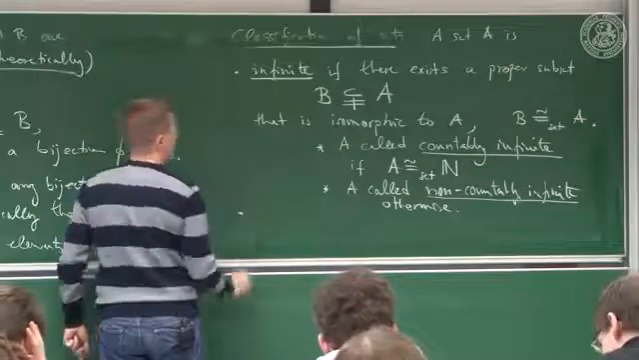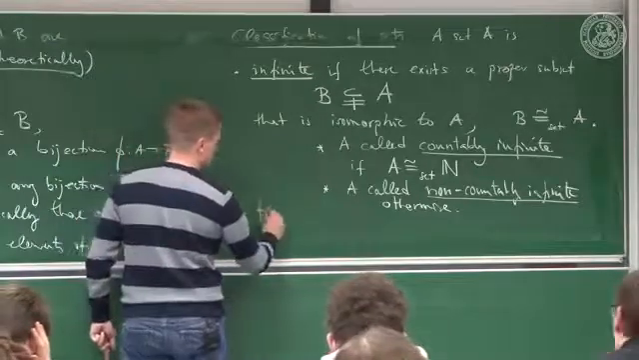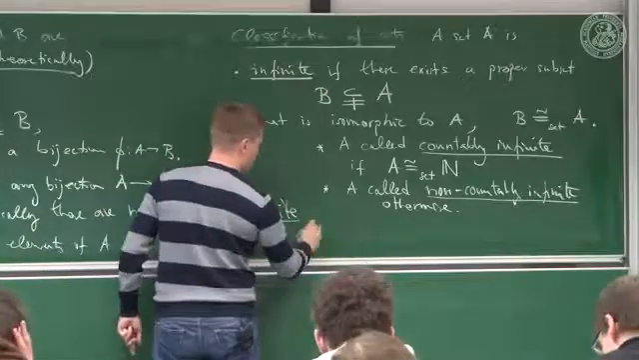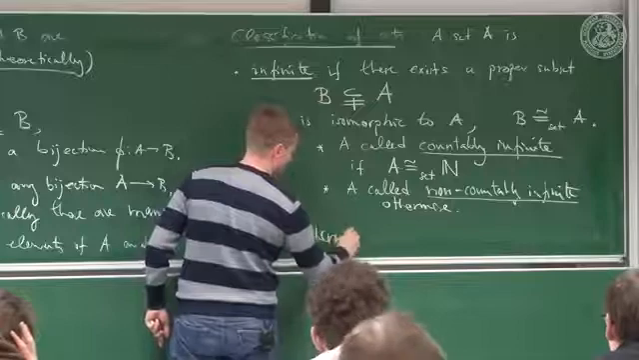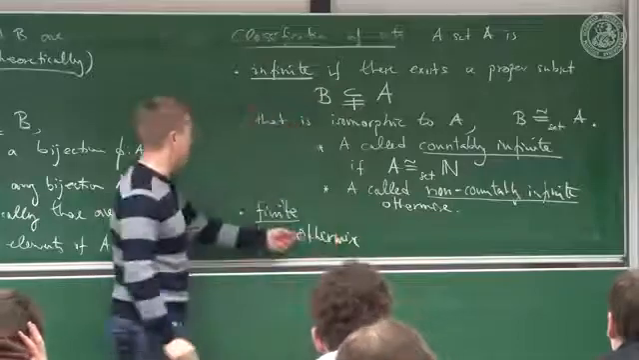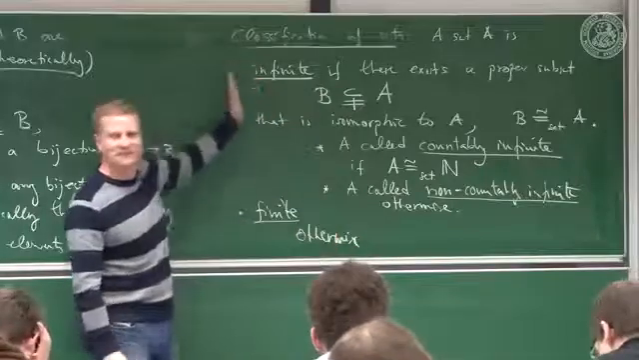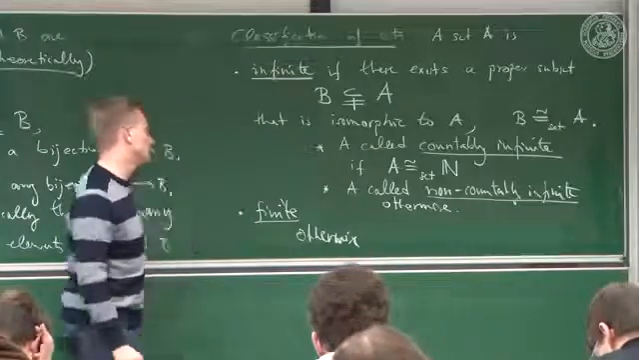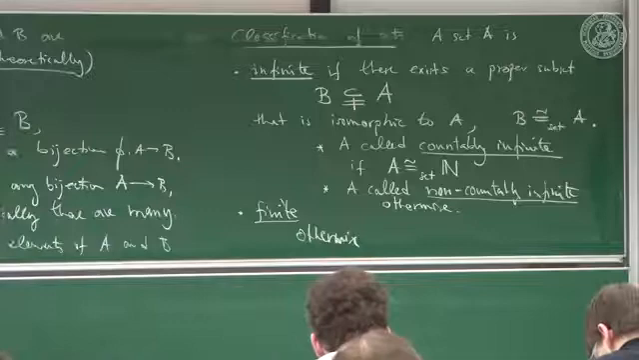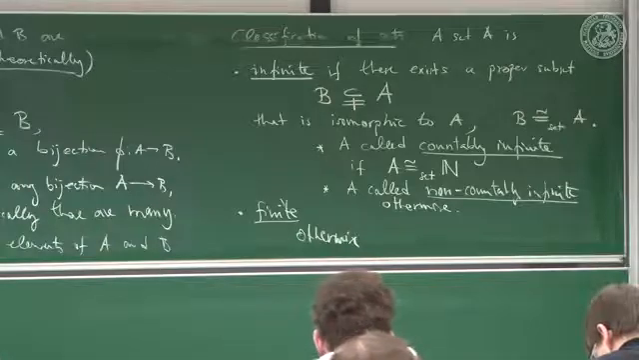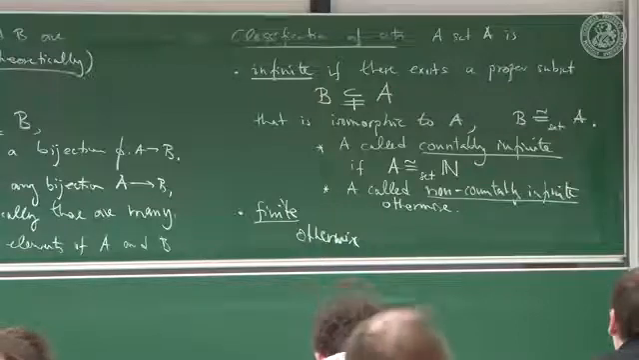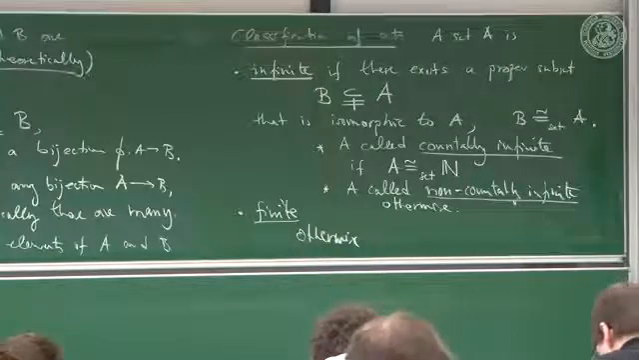And then a set is called finite, again, otherwise. But now the otherwise, of course, refers to this level of the structure if it's not infinite. Okay. Fine. So that's the classification of sets. And there is not more to be said.